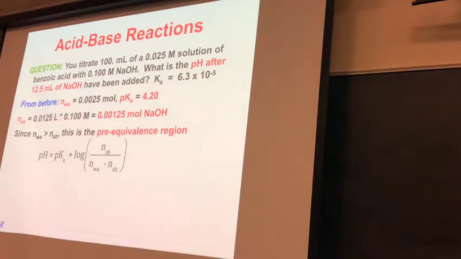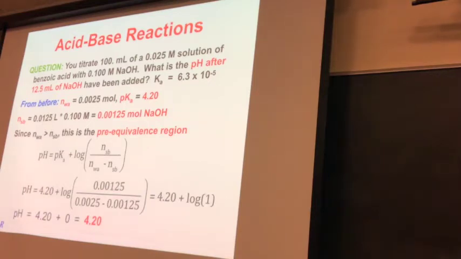We're back to this equation right here. But the reason I bring this up is because now at this point, moles of strong base is 0.00125, and we're dividing by 0.0025 minus 0.00125. And mathematically, this works out to be a log of 1. And in the logarithm world, the log of 1 is equal to 0. So at this point, pH and pKa are equal to each other. And this point right here is the so-called half equivalence point.